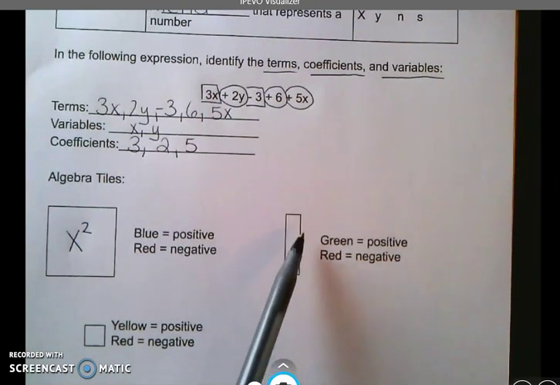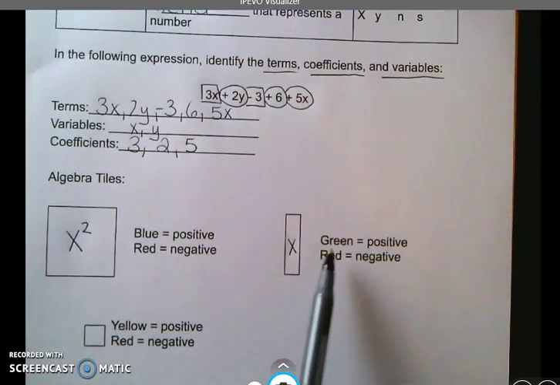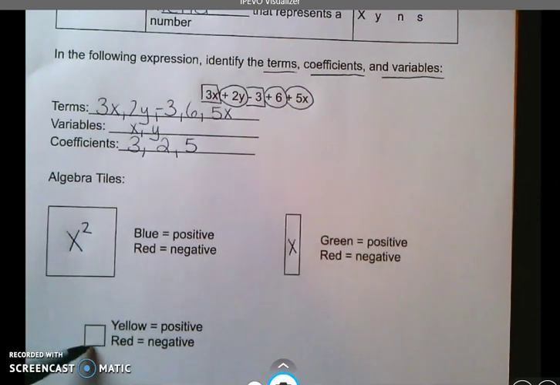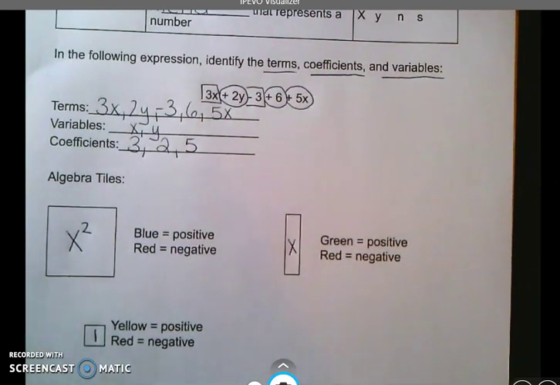The rectangle is going to represent x. It has 2 sides, a green side, which is positive, a red side, which is negative. And then a tiny little square is going to represent a 1. It also has 2 sides, a yellow side, which is positive, a red side, which is negative.